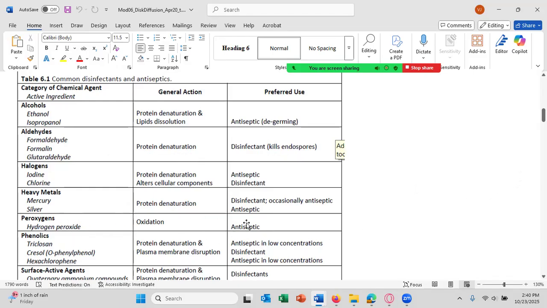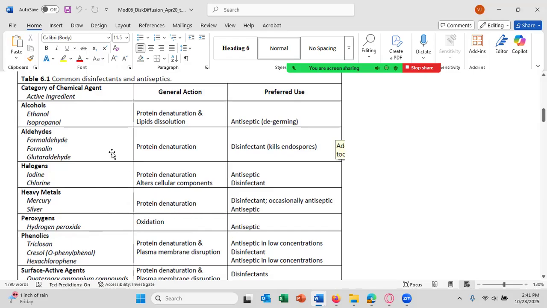Peroxygens, although it doesn't say that there. A peroxygen is an ingredient that is something like hydrogen peroxide, using oxidation to kill the cells. And it's a real good antiseptic because it can kill vegetative cells and it can kill endospores. Like I said, there are not too many disinfectants or antiseptics that kill endospores. And peroxygen, or hydrogen peroxide, is an antiseptic that actually kills endospores.